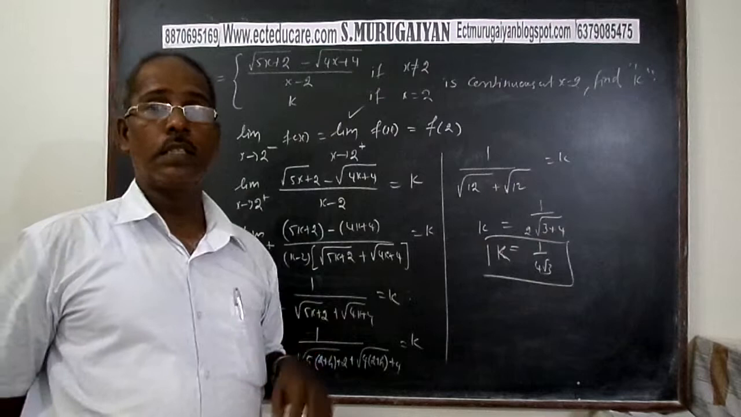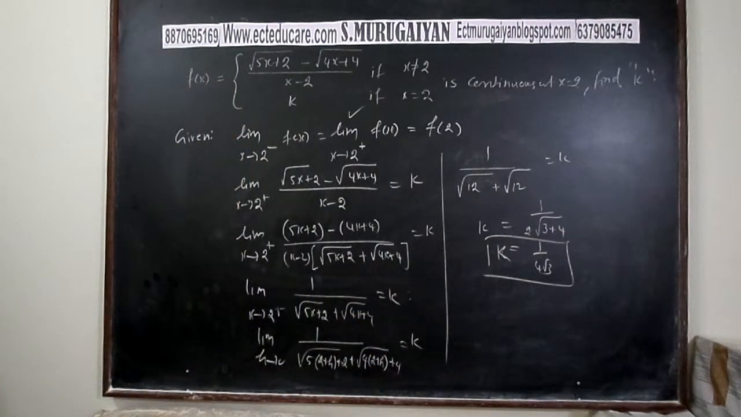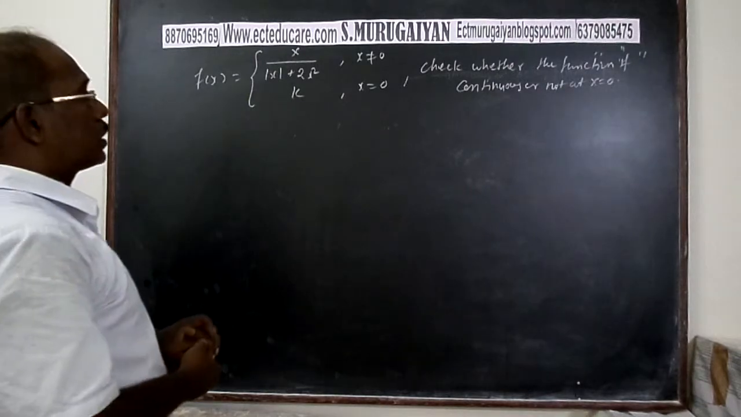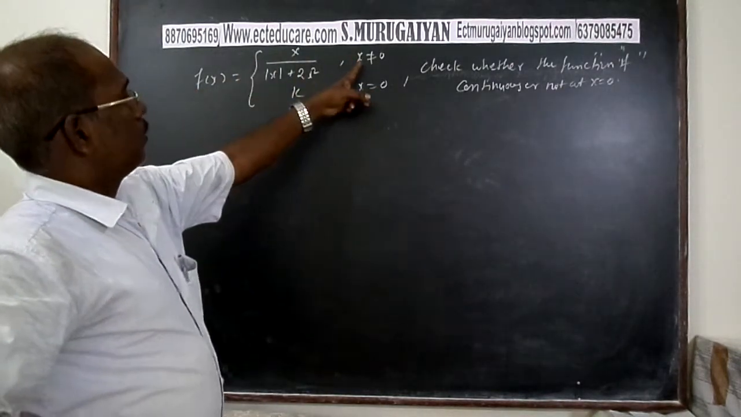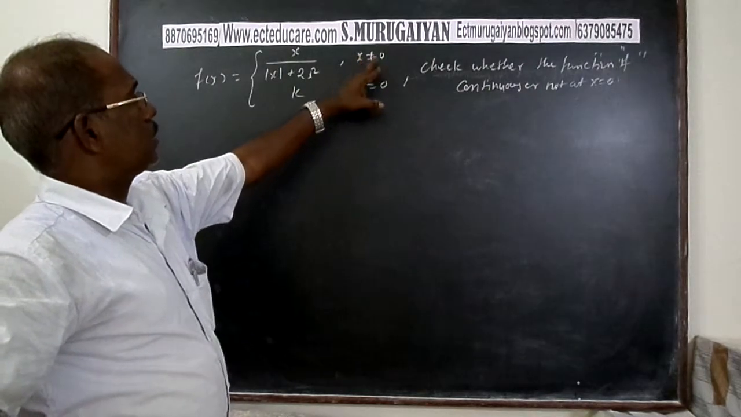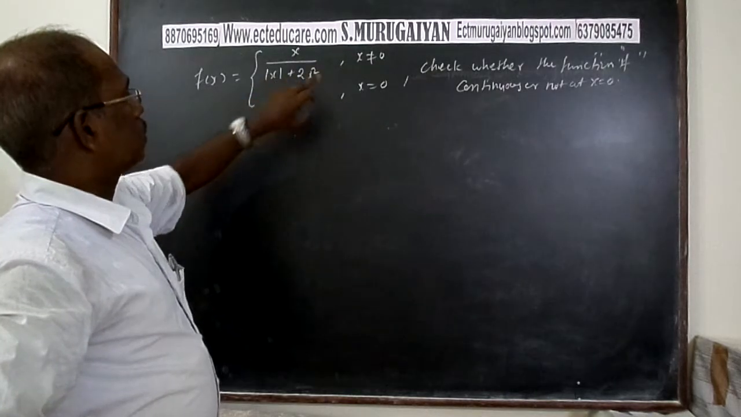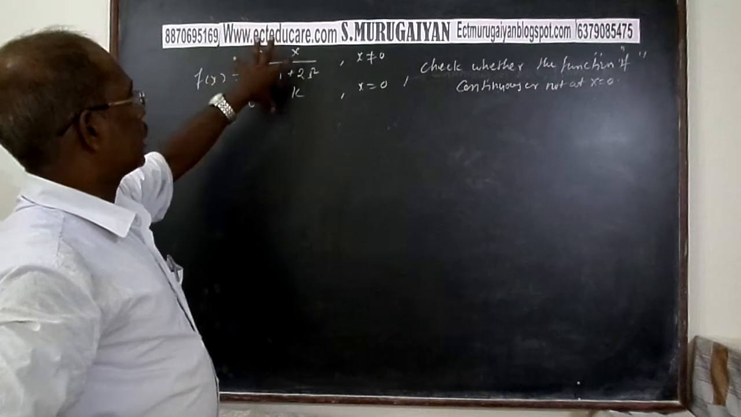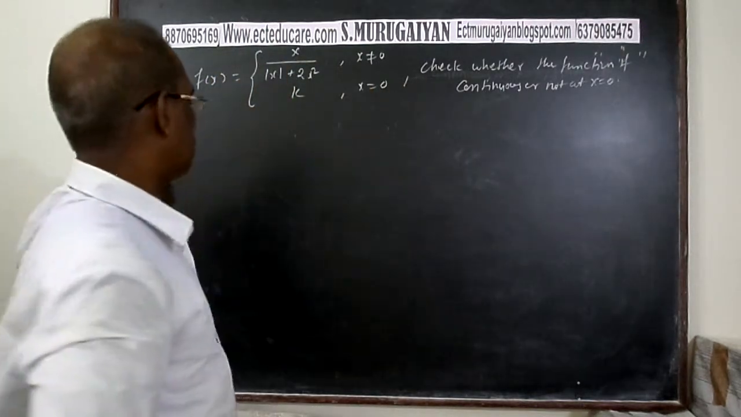So dear students, we will discuss one more similar question. The second question is a nice question. This is from an example, and f of x has a first branch for x not equal to 0, that is x less than 0 or greater than 0, x by mod of x plus 2x square, and k when x equals 0. We have to check whether the function is continuous or not at x equal to 0.